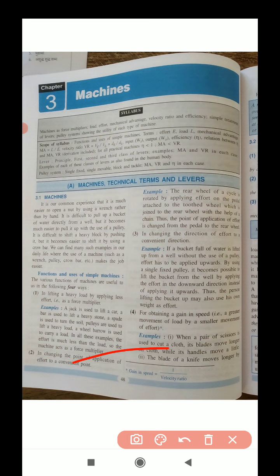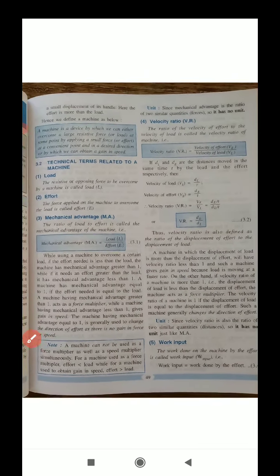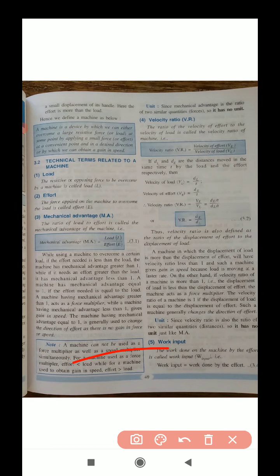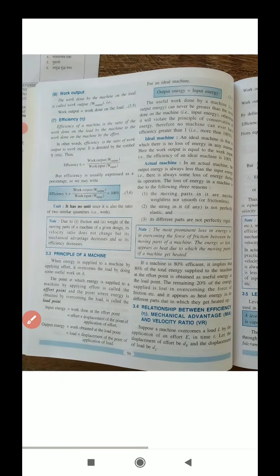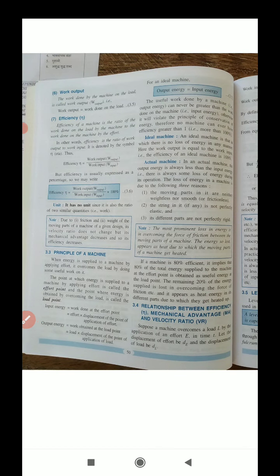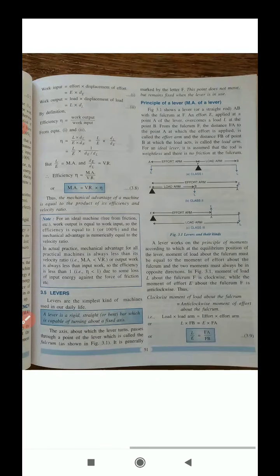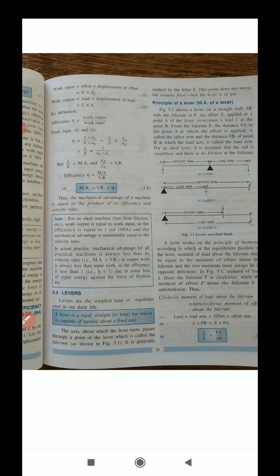Now students, move to the next portion. There you can see some technical terms: load, effort, mechanical advantage, that you need to know. Mechanical advantage is also known as load by effort. Now students, I am moving to the next page. Whatever you need I am explaining right now, and the later portion, velocity ratio and other things, I will explain later.